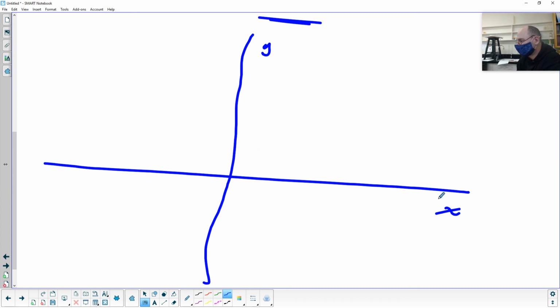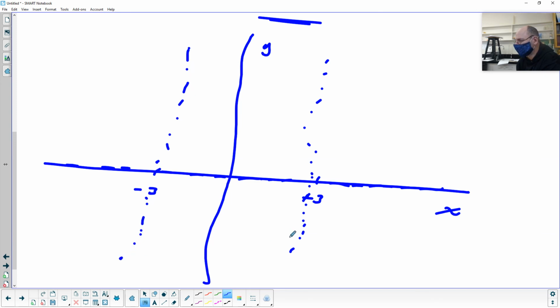Okay, and then what we want to do is draw our vertical asymptotes. So here's negative 3, here's positive 3. And then our horizontal asymptote is right along y equals 0. So we're going to put a vertical and horizontal asymptote in. It's supposed to be straight. I'm having trouble drawing straight lines.